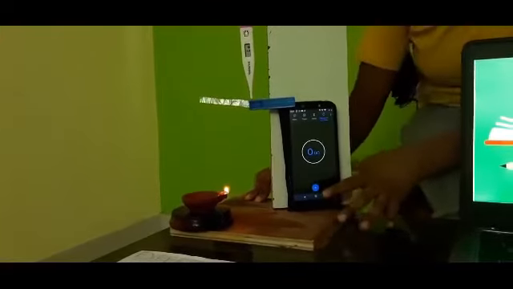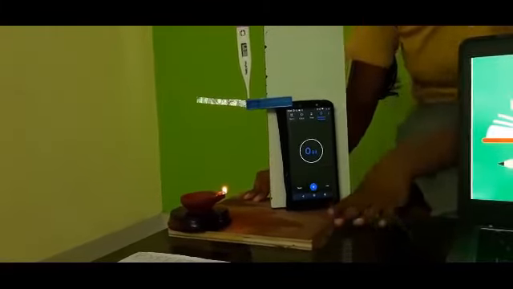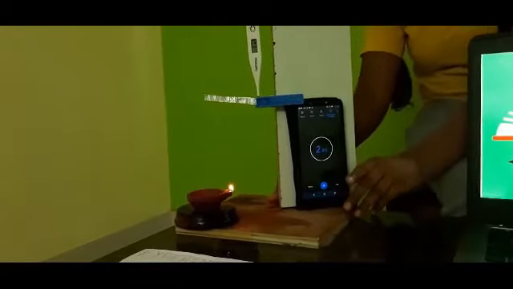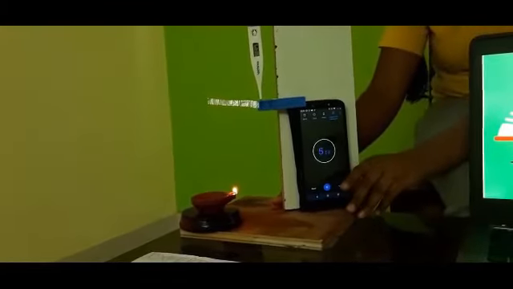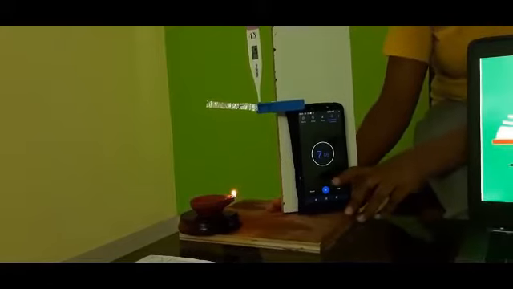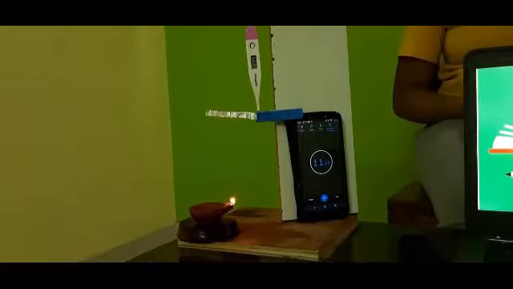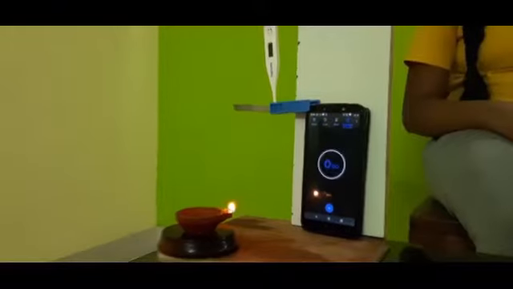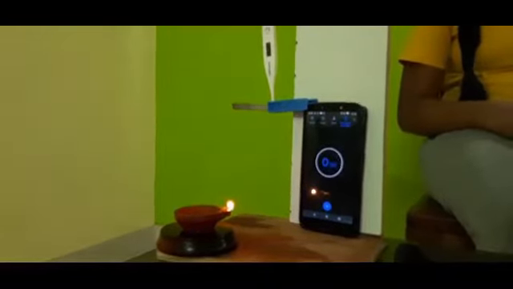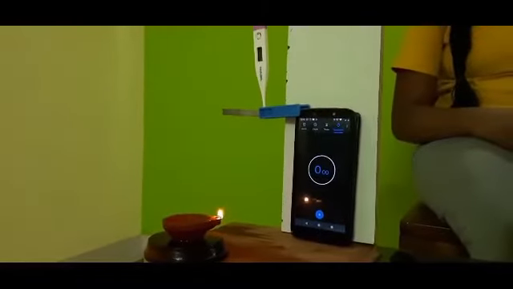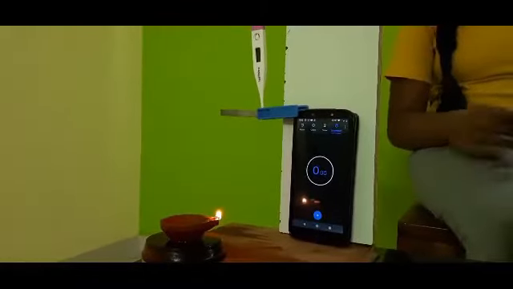Now let me start the timer. The temperature will be recorded at regular intervals of time. I completed the experiment with the aluminium strip, so now I will start the experiment with the steel strip.